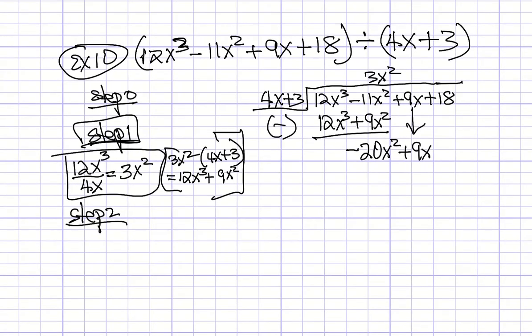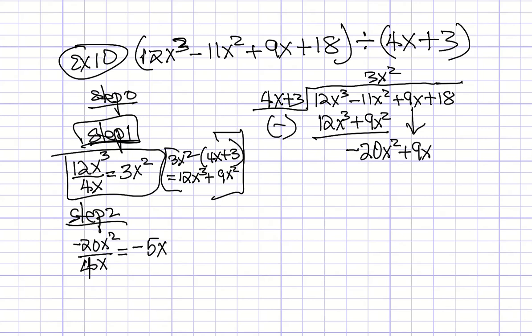Okay, step 2, you repeat the process. Negative 20x squared divided by 4x. What do you get? You get negative 5. Let me see. Yeah, negative 5x. You don't need the square. So, all right, and then you do that, what did I do?